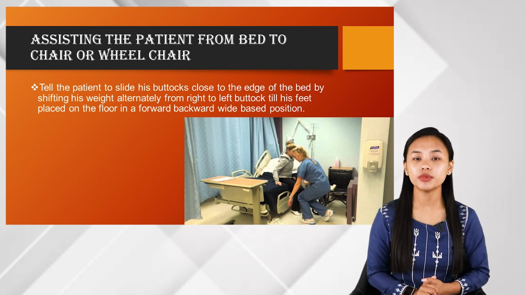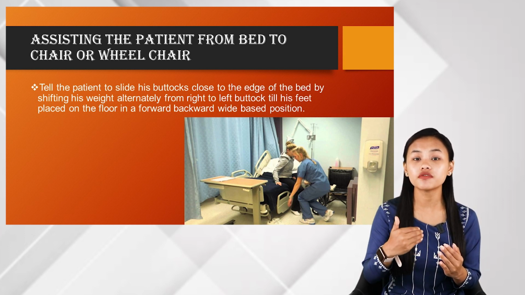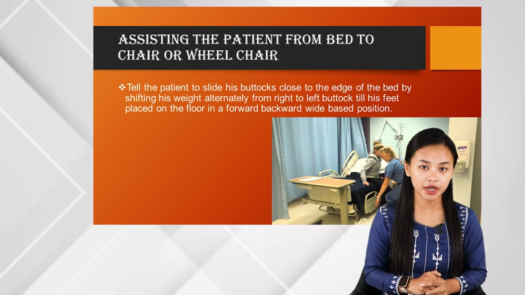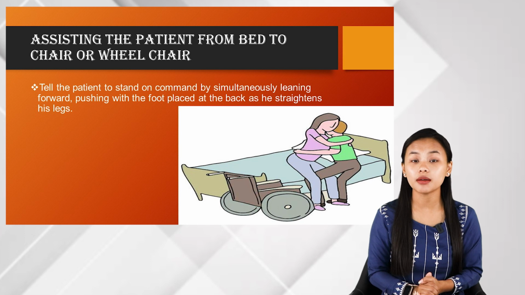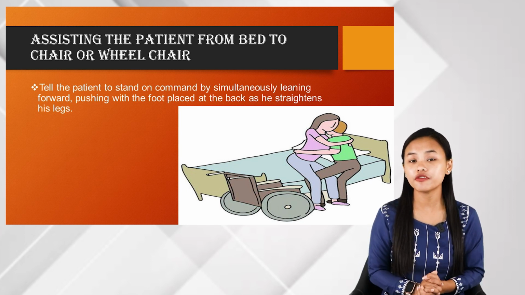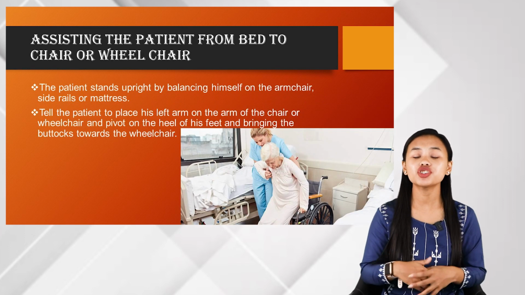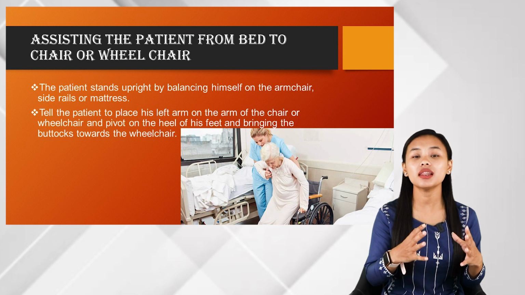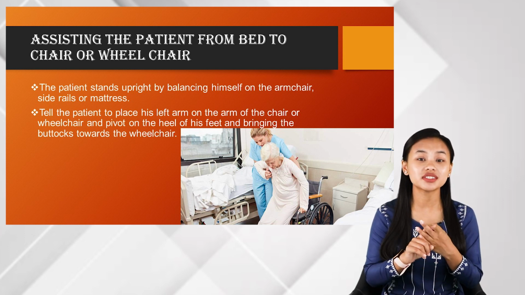And here you must also make sure that one foot of theirs is placed slightly back of the other, under the bed. You must also tell the patient to stand on command by simultaneously leaning forward as well as pushing with the foot which is placed at the back as they straighten their legs. The patient can also stand upright by balancing on the armchair, the mattress, or even the side rails.